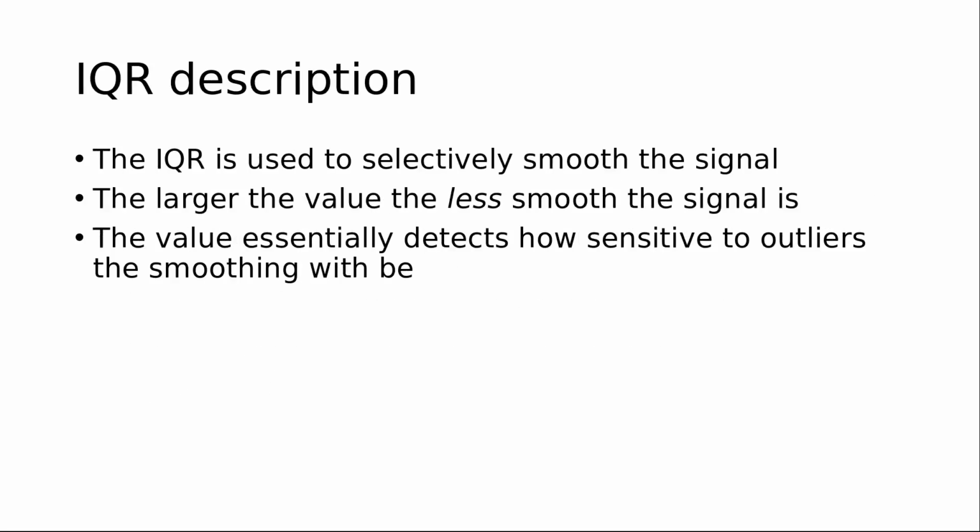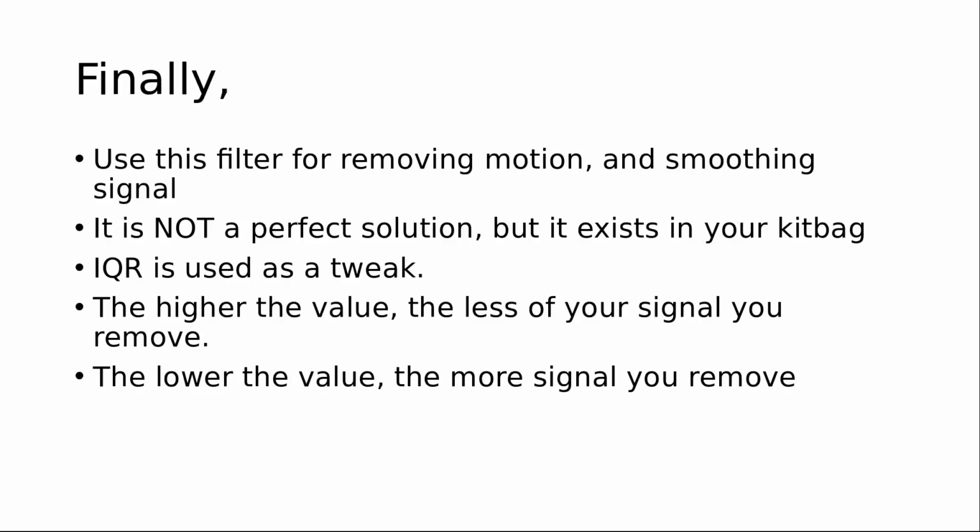The IQR is used to selectively smooth the signal. The larger the value, the less smooth the signal. The smaller the value, the more smooth it is. And again, this filter is used for removing motion and smoothing signal. It's probably not perfect, but it's there.